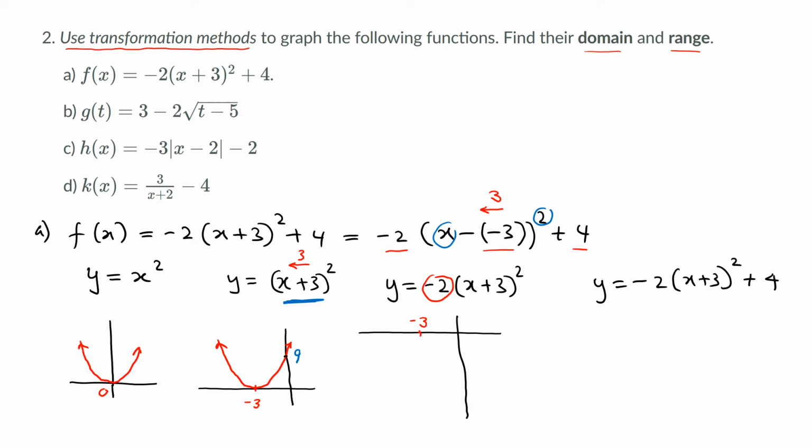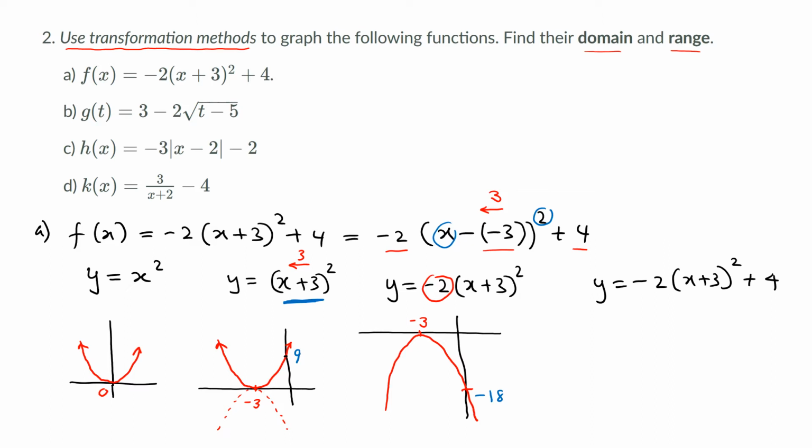Good. So what happens now is it's going to reflect the graph. This original graph is going to reflect, and also scale. So that means your new graph is going to look like this, going like that. And what is this number? This number is -18. You can also find it by plugging in x equals 0 here. If you plug in x equals 0, you can see that 3 squared times -2 is -18.